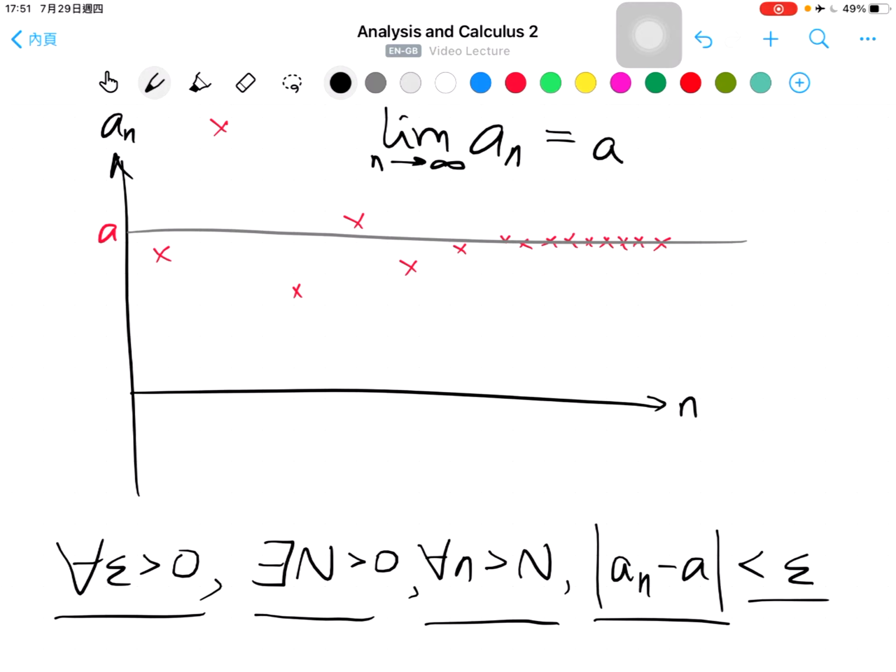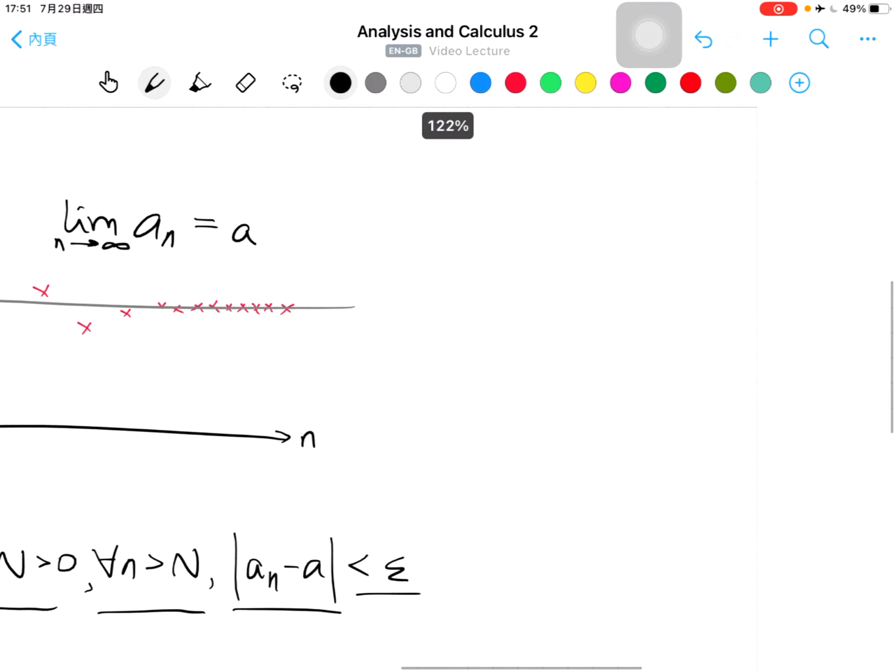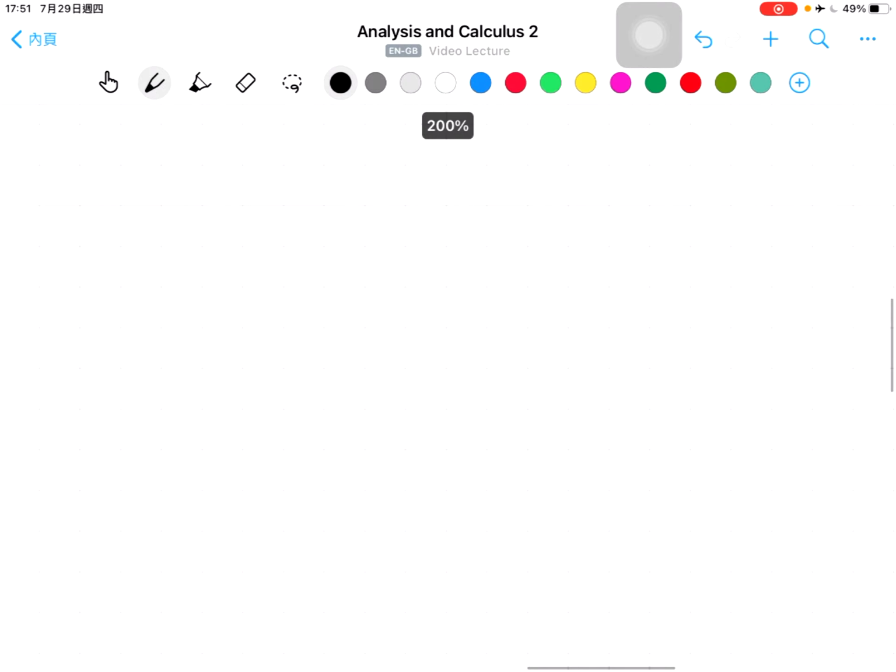Now, there's someone called Cauchy. I'm not sure about the pronunciation, but there's this mathematician called Cauchy, probably pronounced like this, but I'm not really sure about that.